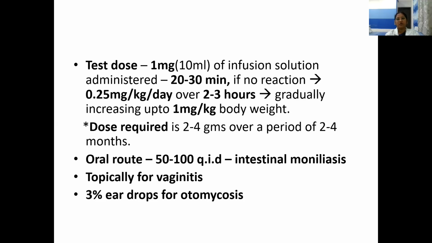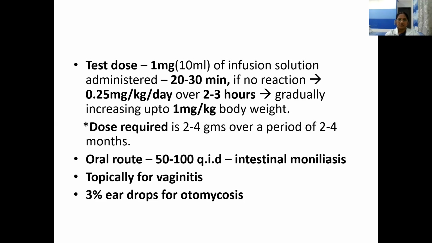If there are no reactions, then the dose has to be increased. That is 0.25 milligrams per kg body weight per day over 2 to 3 hours. And the dose has to be gradually increased up to 1 milligram per kg body weight. The total dose required is 2 to 4 grams over a period of 2 to 4 months.